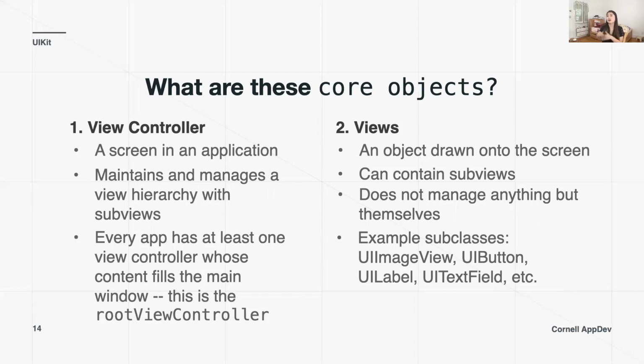On the other hand, a view is just an object on a screen. A view can have other subviews, but unlike a view controller, it doesn't really manage anything besides its own view. So you can think of a view controller as really smart. It handles interactions and a lot of things, whereas views are kind of dumber. They're just static, their own single entity. And views can actually be broken down into a number of subclasses, and those include UIImageView, UIButton, UILabel, UITextField, etc.